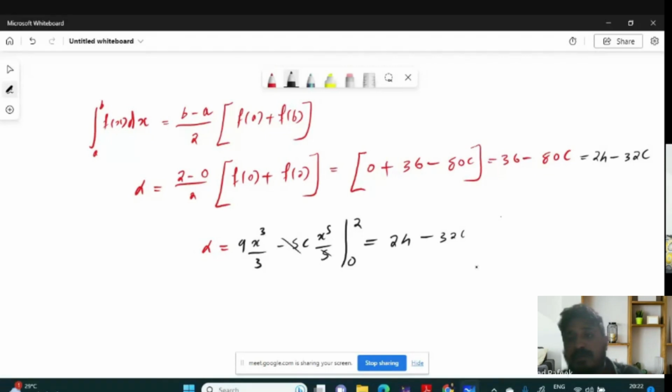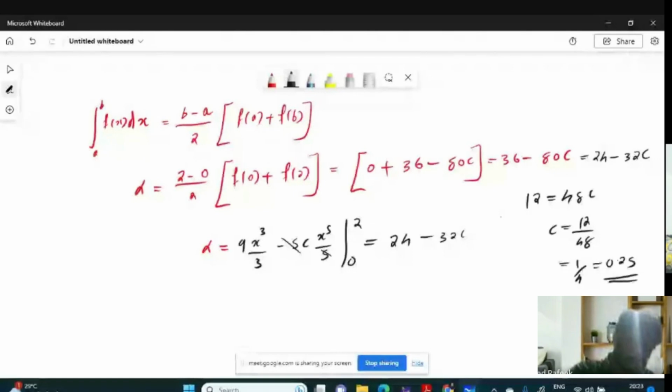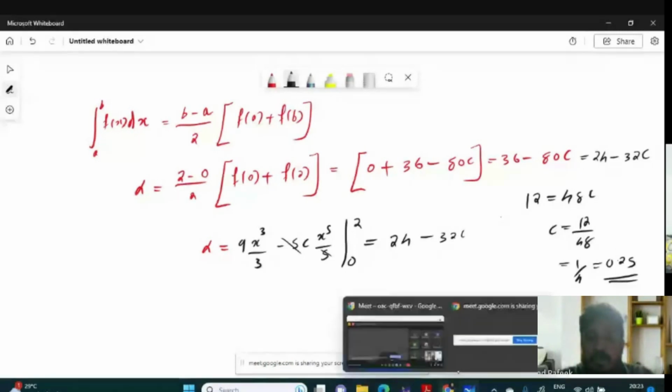Equating, 36 minus 80c equals 24 minus 32c, so 12 equals 48c. C is equal to 12 by 48, that is 1 by 4, 0.25. Correct? Is it clear?